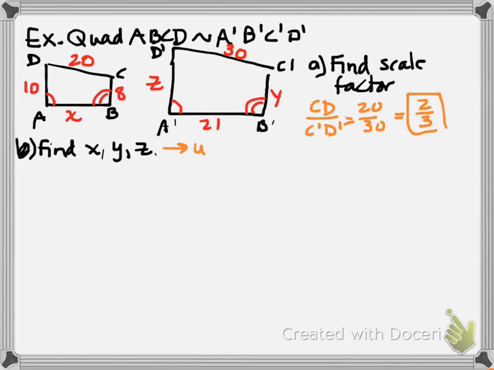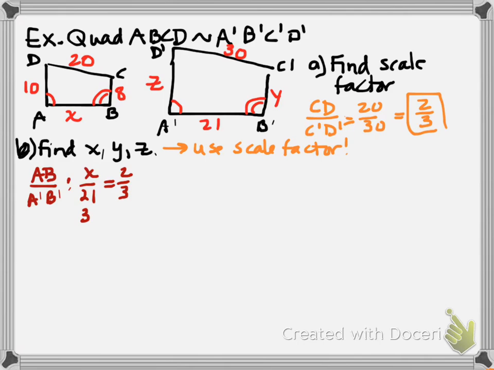And to do that, we're going to set up some relationships. So X goes with AB, and then its corresponding partner would be A prime B prime. So X is to 21 as 2 is to 3. And then we do cross products, and we get 3x equals 42, divide by 3, and we get x equals 14. So there's x's value.